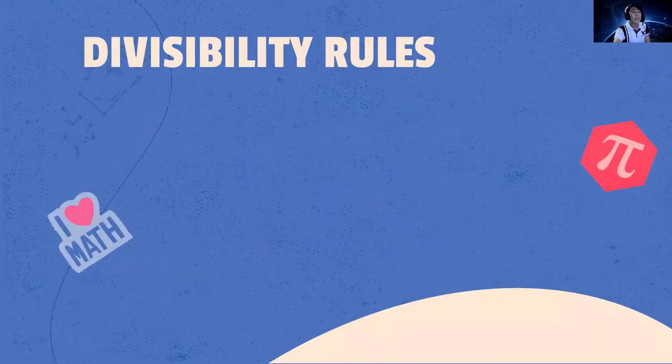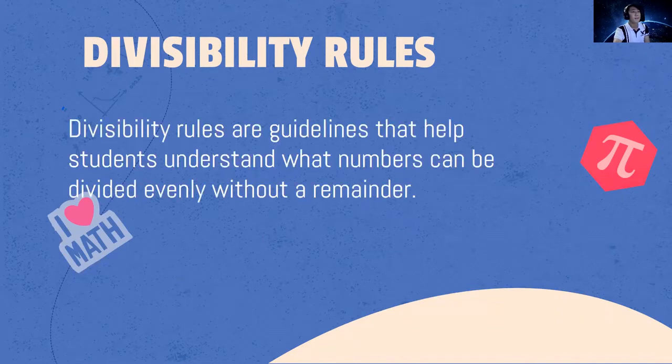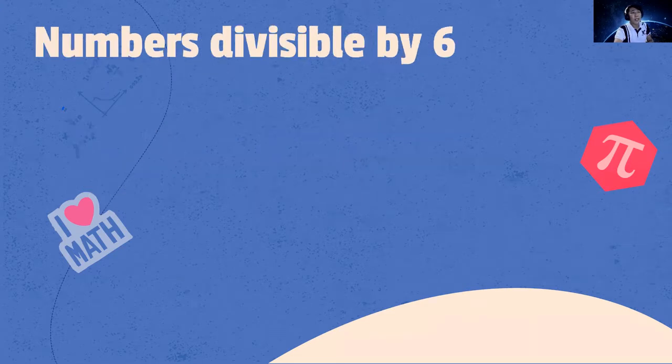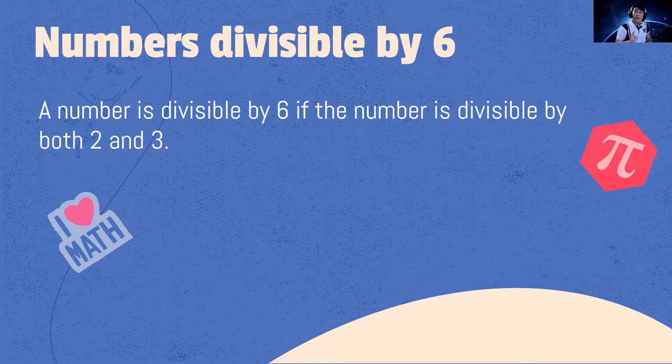What is divisibility rules? Divisibility rules are guidelines that help students understand what numbers can be divided evenly without a remainder. Let's try to identify or determine numbers divisible by 6. What is the general rule with numbers divisible by 6? A number is divisible by 6 if the number is divisible by both 2 and 3.